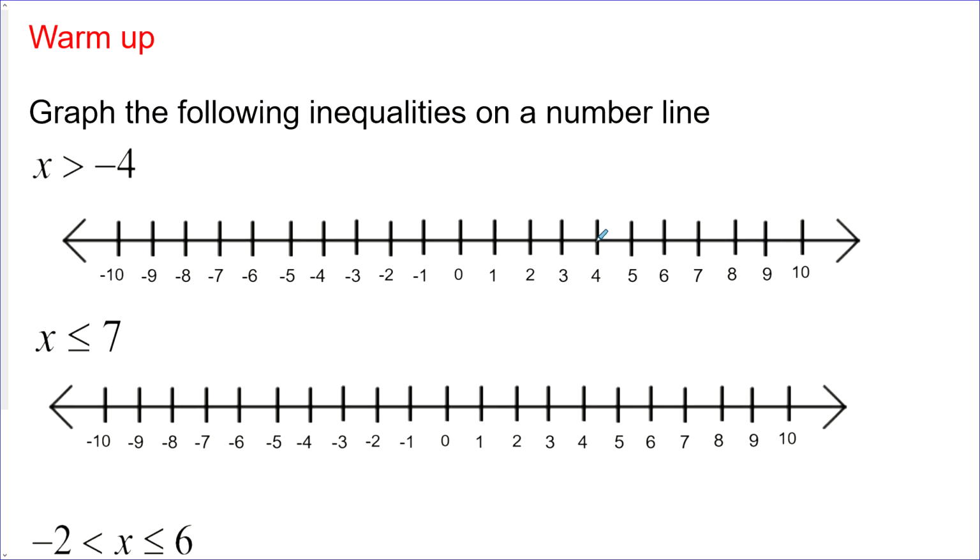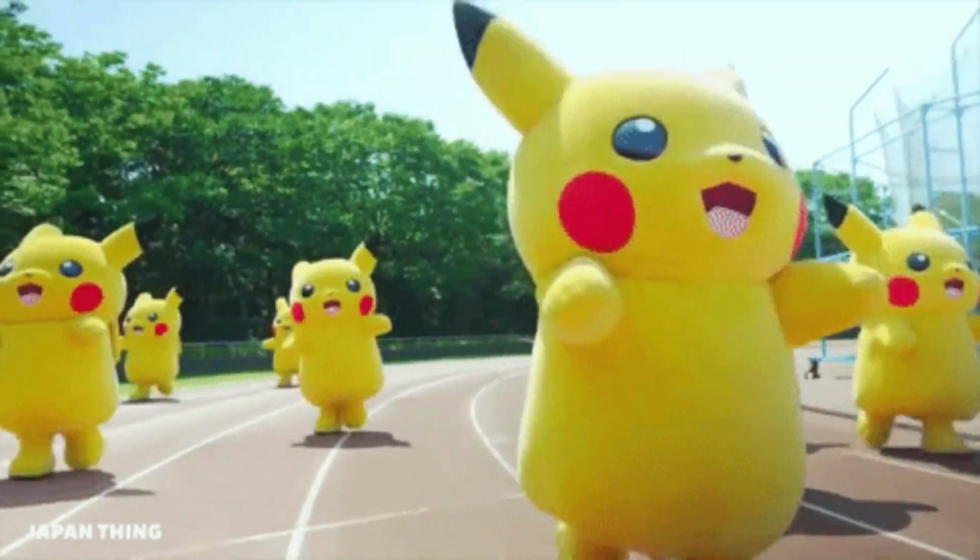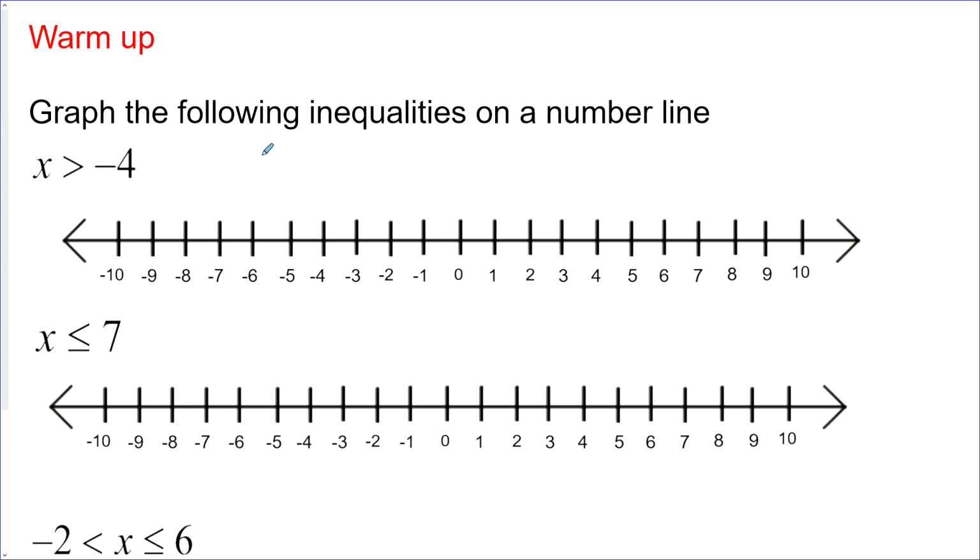Okay, let's warm up. We've got these inequalities and we want to graph them on a number line. We've got x is greater than -4. So we find -4 on this number line, put a circle there to mark the spot. And we want to leave the circle open because we want to be greater than, so we don't want to actually equal -4. So this open circle represents getting infinitely close to it, but not actually touching it. Then we want the greater than, so we will draw an arrow going this side.